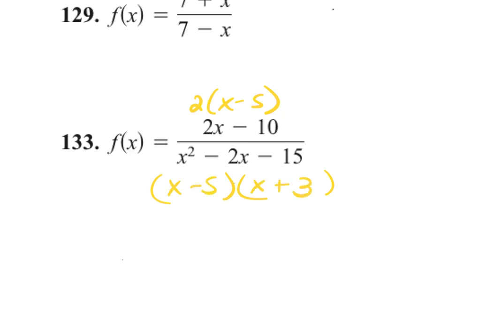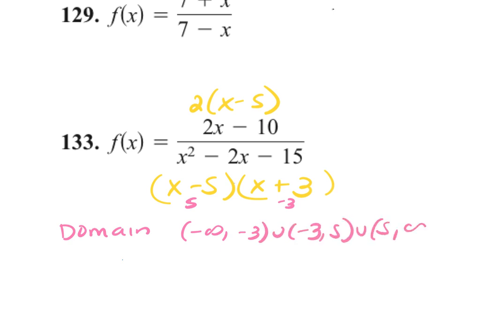And then before we cancel out, we do the domain. So x can't equal 5 and it can't equal negative 3. So negative infinity to negative 3, negative 3 to positive 5, and positive 5 to positive infinity. Then you cancel out if you can. In this case, x minus 5 is in the top and the bottom, which means there's a hole. And the x coordinate of your hole is 5.